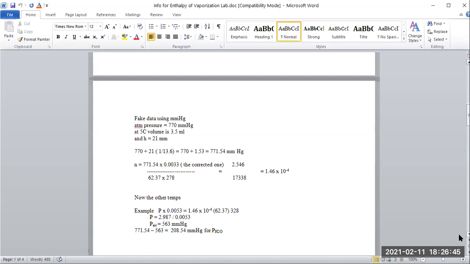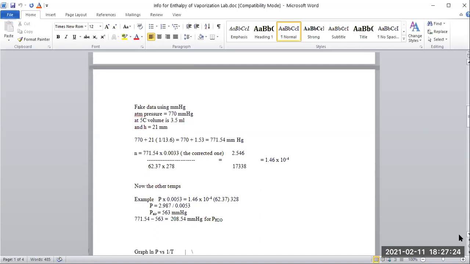Everybody should probably end up with a number of moles, an n value, likely with a -4 exponent. If you had a really, really tiny air bubble, you might end up with 10 to the -5, but even that is somewhat unlikely. If you do this math calculation and you do not end up with a negative exponent, you have made a math error. Keep that in mind.